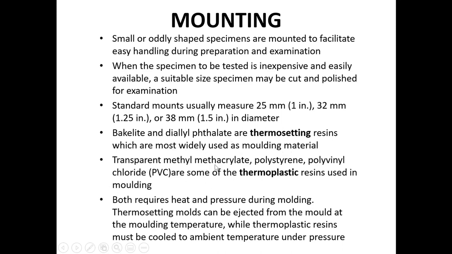Transparent methyl methacrylate, polystyrene, polyvinyl chloride are some of the thermoplastic resins used in molding. Both require heat and pressure during molding. Thermosetting molds can be ejected from the molds at the molding temperature, while thermoplastic resins must be cooled to ambient temperature under pressure. The process is similar to plastic molding.